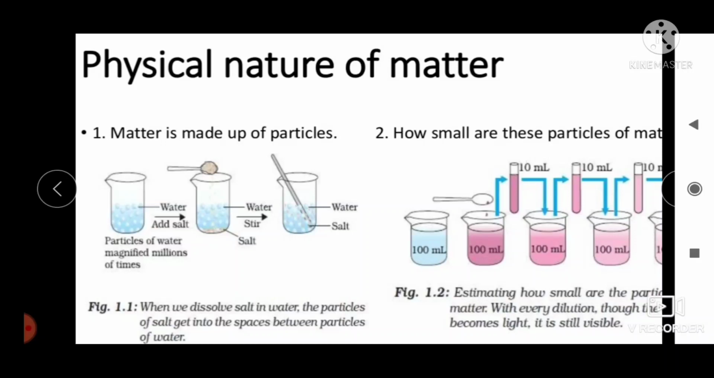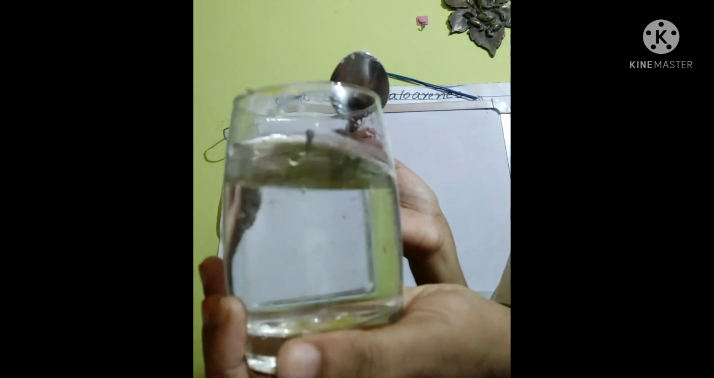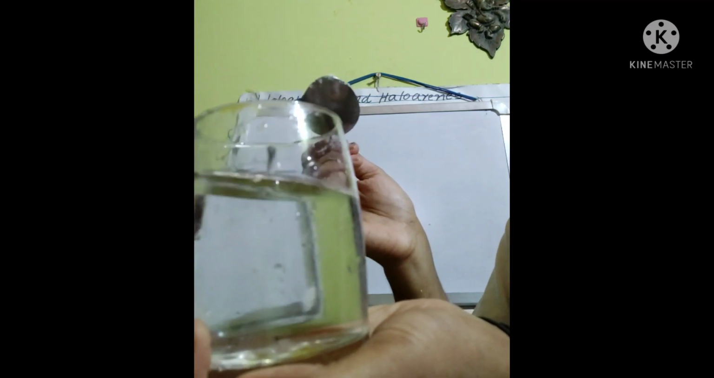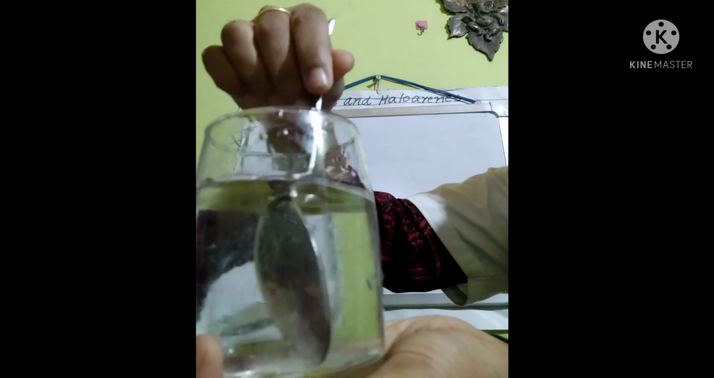For a long time, there were 2 views about the nature of matter. Some scientists believed that matter was continuous, like a block of wood or sheet of glass, whereas others believed that matter was made up of particles, like that of sand. To understand whether matter is continuous or particulate in nature, let's do a simple experiment. For that, take a glass jar or beaker containing some quantity of water. Here I am going to add a pinch of salt and dissolve it.